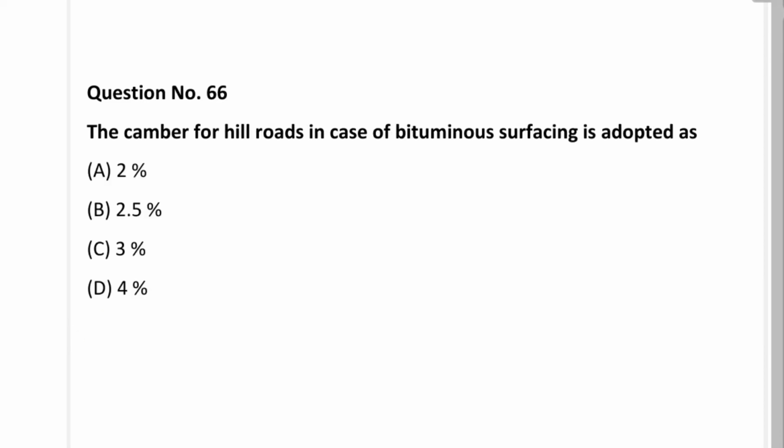So next question, the camber for hilly roads in case of bitumen surfacing is adopted as: A. 2%, option B. 2.5%, option C. 3%, option D. 4%. So the correct answer is option B, 2.5%.